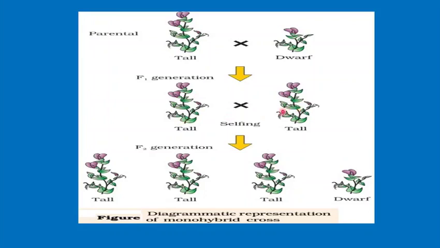Then these tall plants were selfed, that is self-pollinated, and the seeds were grown again, and it was found that in the F2 generation the plants produced were in the ratio of 3:1. So 3 among the 4, or 75% of the plants, were tall and 25% of the plants were found to be dwarf. So the character which was hidden in the F1 generation was exhibited in the F2 generation. This was the basis for the law of dominance which he stated later.